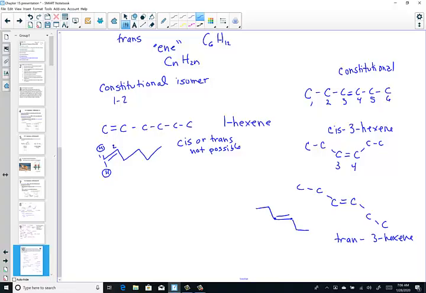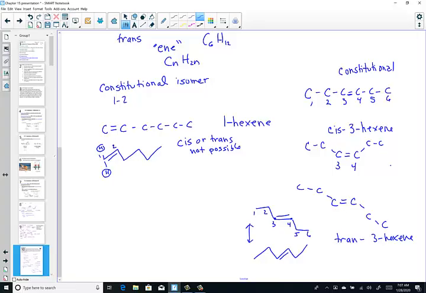Just thinking about 1, 2, 3, 4, 5, 6. That would be the trans configuration for 3-hexene. You might see it 1, 2, 3, 4, 5, 6. Same thing. Alrighty, those are identical drawings.